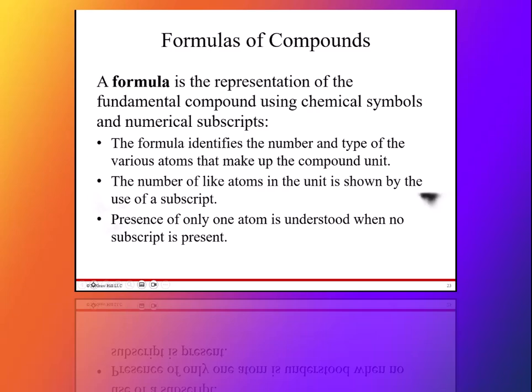So a formula, when we say the word formula, we're talking about ionic compounds. If we're calling them molecules, we're generally talking about covalent compounds. I don't know if this book makes a hard distinction on this. They just say a formula represents the fundamental chemical symbols and the subscripts. But generally when we say the word formula, formula unit, we're talking about ionic compounds. This is saying if there's only one of each element present, like in sodium chloride, we don't put a subscript 1. It's understood to be 1 to 1 here.